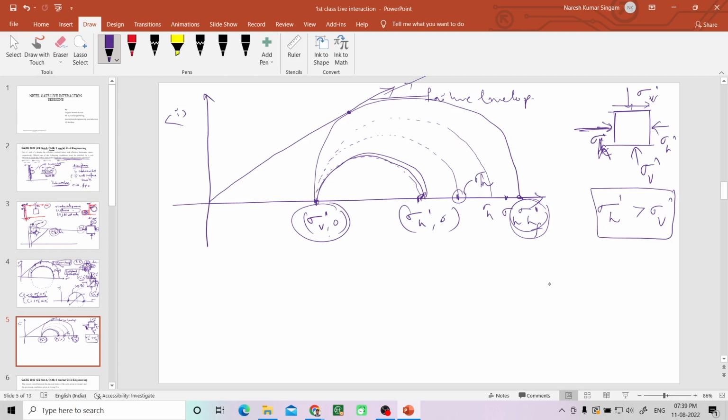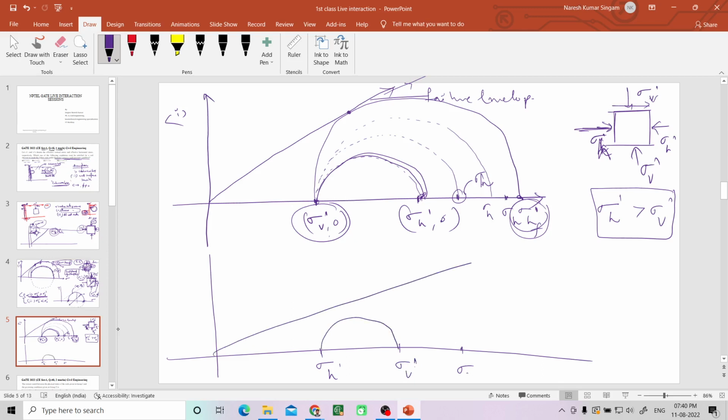Now we will start with another condition. What is that condition? Initially we took sigma v less than sigma h. Now we will take sigma v greater than sigma h. Okay, we will start like this. Sigma v is now here, let us say. Now this is the initial state. Okay, this is the Mohr circle, right? Sorry, this is the failure envelope.